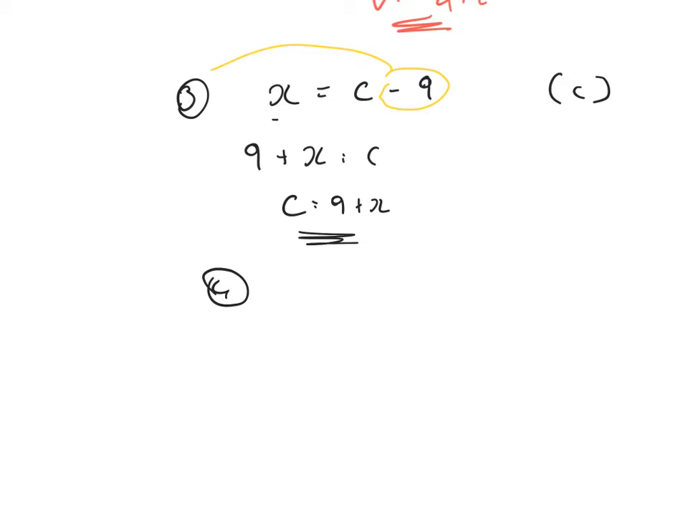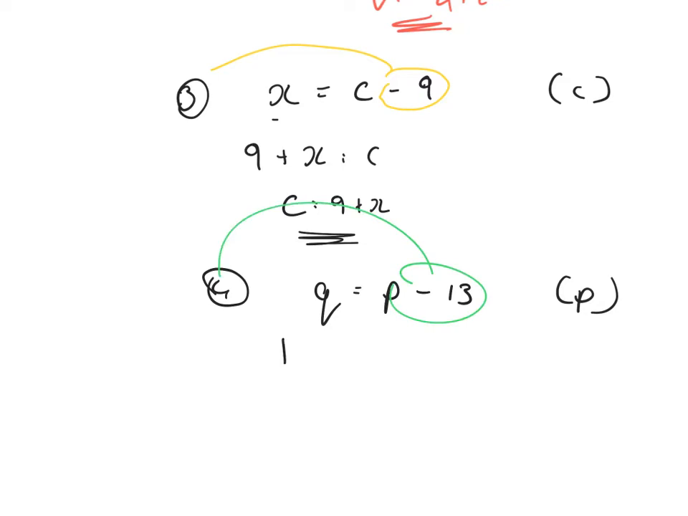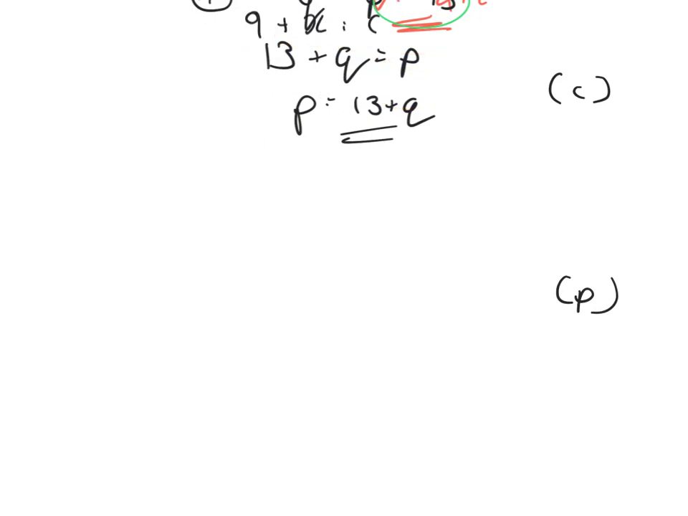Let's take down example 4. q equals p minus 13. Change the subject of the formula to p. Okay, the opposite of minus 13 is plus 13. Plus 13, and I've still got my plus q is equal to p. And I could write that as p equals 13 plus q. Okay, very straightforward.